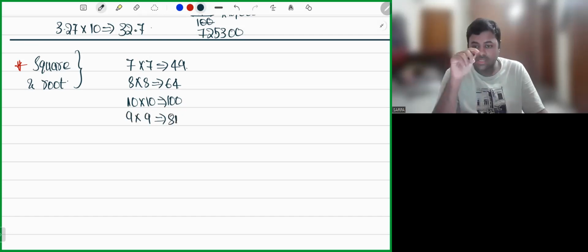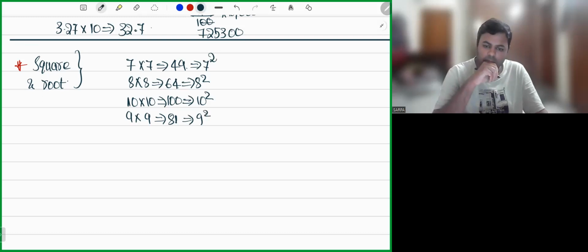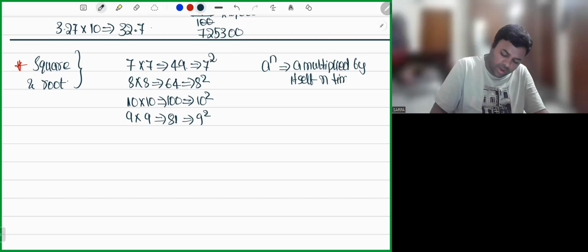Okay. This 7 into 7, what is there, my dear friends? We can even write it as 7 whole square, 8 whole square, 10 whole square, 9 whole square. Now, if you are writing a power n, what do you mean by a power n? A multiplied by itself n times is called a power n.